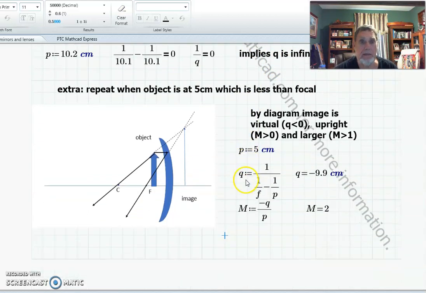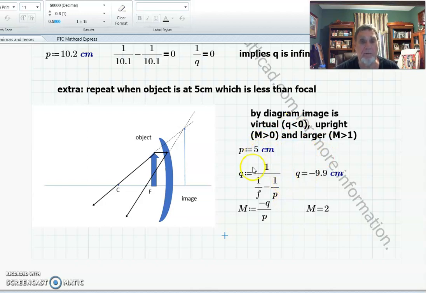And then I wanted to do, he didn't ask you, but to make sure you see one, what about if I move the object even closer, say inside the focal point, say 5 centimeters? Well, then it's the same thing. I use the one that goes in and reflects through the focal point and the one through the center line, but now they diverge. So I have to extend them back. They're dotted lines, they cross here, so I've got a virtual image that's upright and larger. So I'm going to have a negative q, an m that's positive, and bigger than 1.